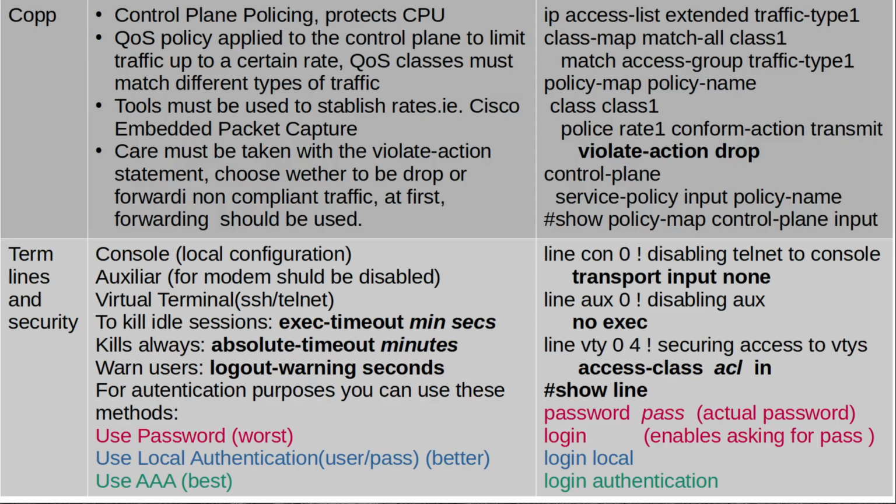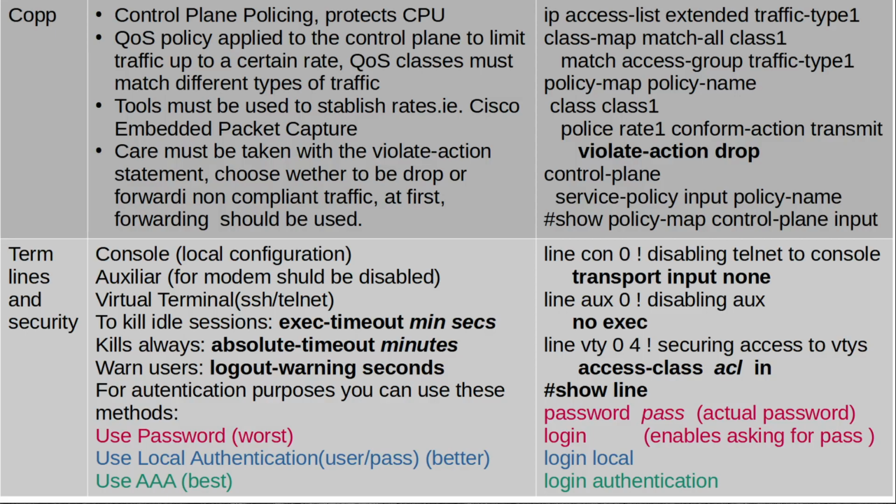It is recommended that for your console you use the command transport input none, so no one can telnet into your console. Use the no exec command for your auxiliary port line in order to disable the auxiliary terminal line, and use an access control list to control who can connect to your virtual terminals. Use the command show line in order to troubleshoot your virtual terminals. In order to authenticate who can connect to your virtual terminals, you have several methods.